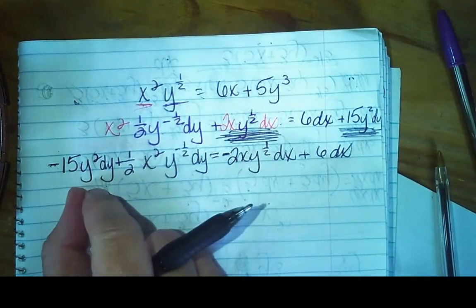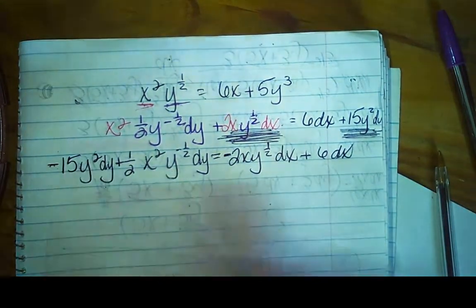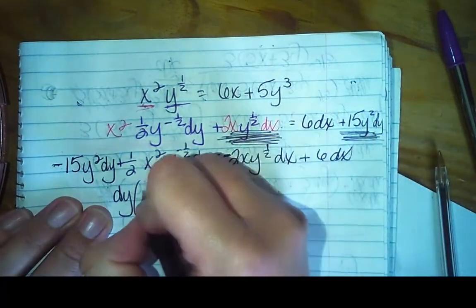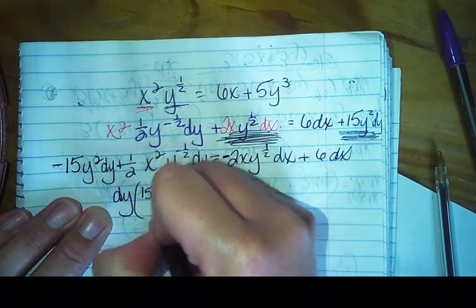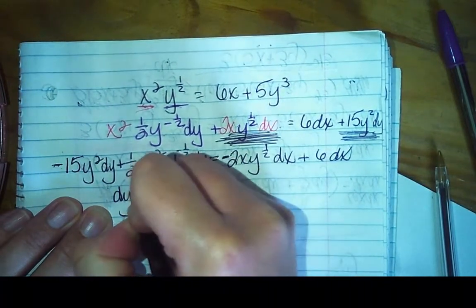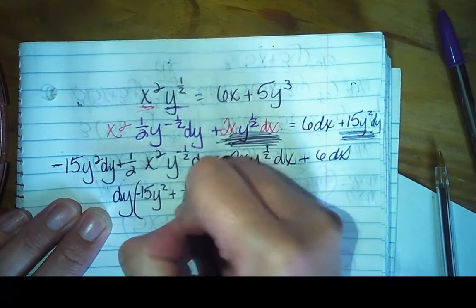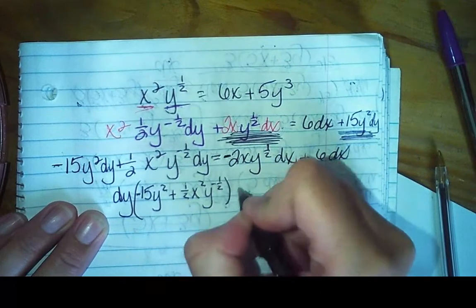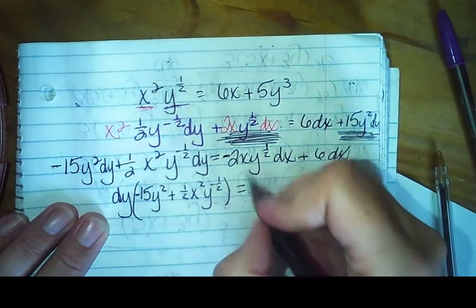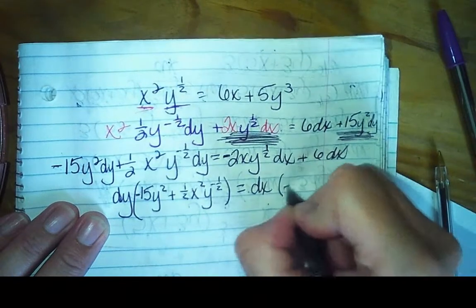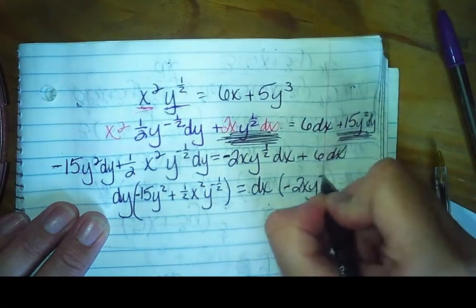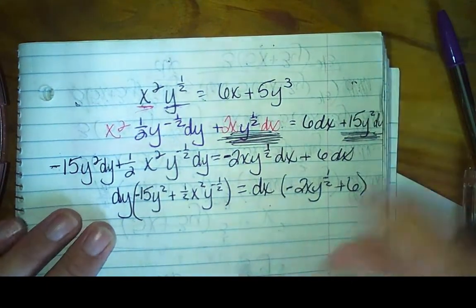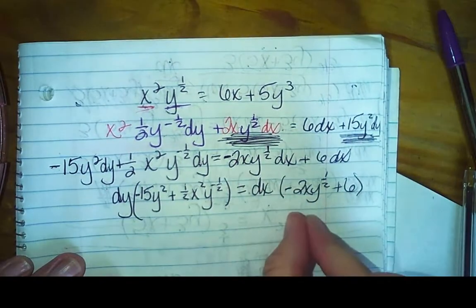So remember, if you can't combine it, then factor it out. So I'm going to factor out a dy. That's going to leave me with negative 15y squared plus 1/2 x squared y to the negative 1/2 equals, I'm going to factor out a dx. Okay, now that leaves me with a negative 2xy to the 1/2 plus 6. So now I've factored out the dy, I've factored out the dx.